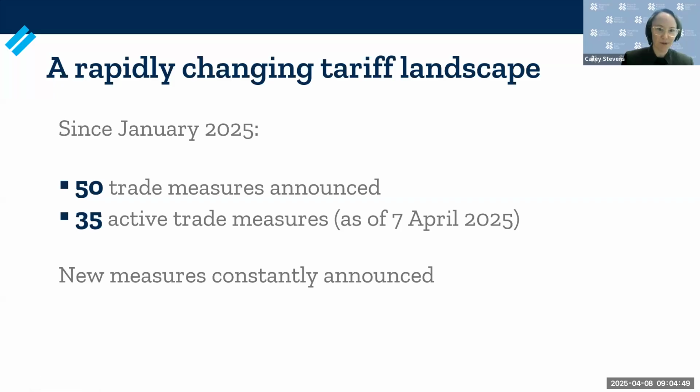As you know, we live in a rapidly changing tariff landscape. Since January 2025, there have been 50 new trade measures announced. And as of April 7th, there were about 35 active trade measures, so trade measures that were actively enforced. And there are new measures being constantly announced. As you may know, last Wednesday, the US government announced sweeping tariffs on countries. Most countries will be covered by an additional 10% tariff when they enter the US market. But they also announced higher reciprocal tariffs that will apply to countries with which the US has the largest trade deficits. And we'll get into that a little bit more later.